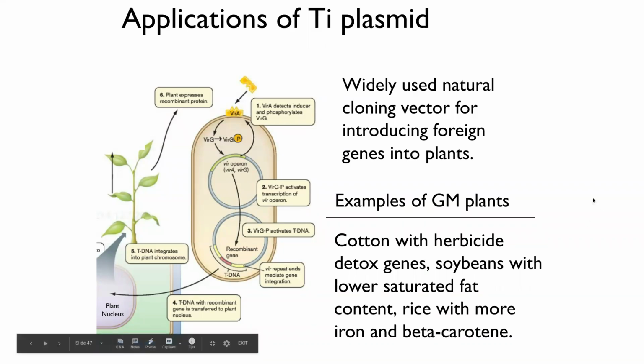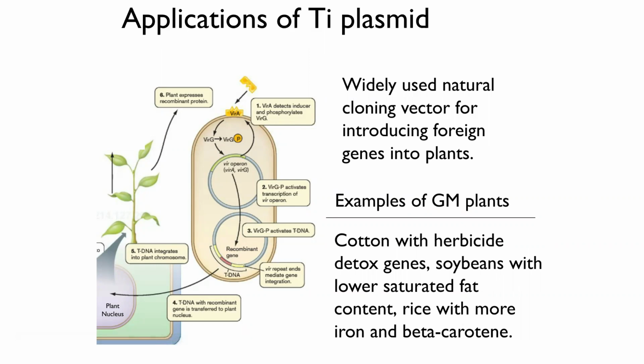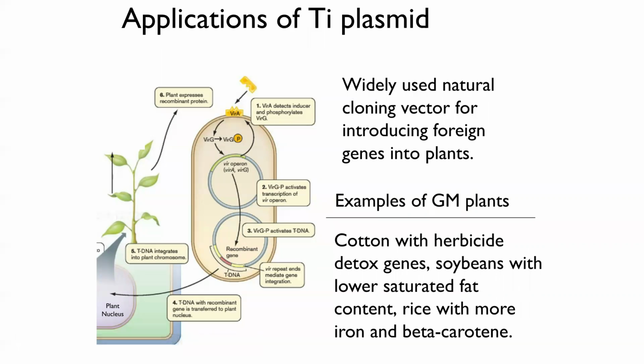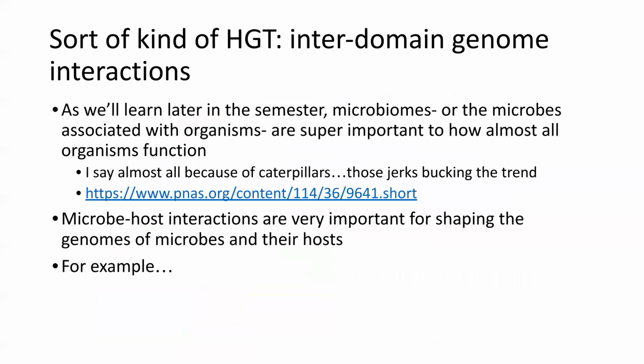And there's all sorts of GM plants out there. So cotton with herbicide genes, soybeans with lower saturated fat content, rice with more iron and beta carotene, so golden rice. So there's lots of really powerful examples of how we can use interdomain gene transfer to help humans.